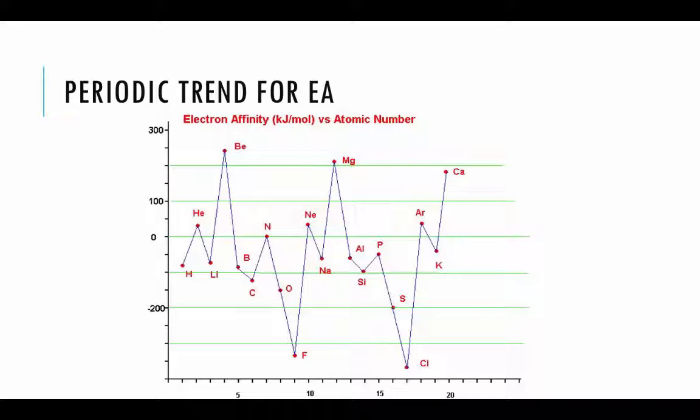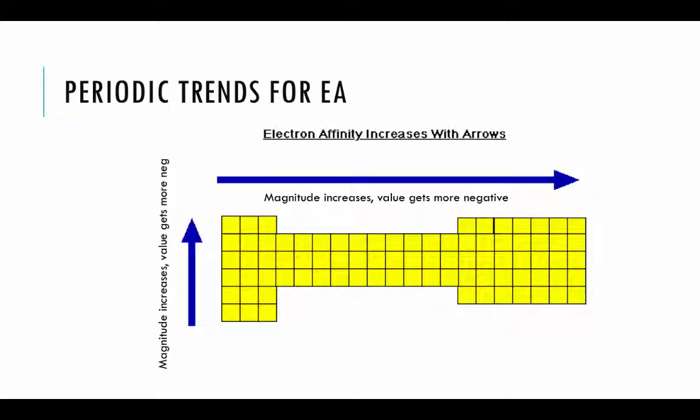The trend for electron affinity is quite messy. However, we can pick up some general trends. We say that the magnitude of the electron affinity increases across a period, meaning the values get more negative, and increases up a group or decreases down a group, whichever you prefer, meaning they get more negative down a group. This is consistent with the fact that elements to the right of the periodic table tend to form negative ions more often than elements at the left of the periodic table.